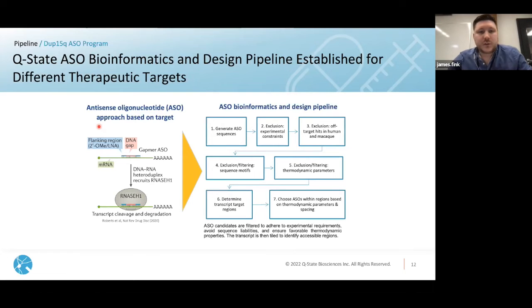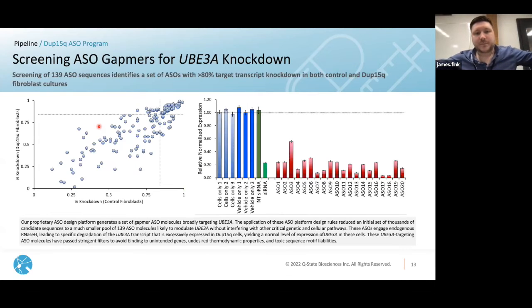We've spent now 2 to 3 years developing an in-house bioinformatic pipeline for ASO design with the idea of tiling regions of interest, avoiding unwanted and potentially toxic effects. And we try and do this as best we can in silico. We're also still refining these by further in vivo studies to build even better rules as we move forward. So for example of UBE3A, from a list of thousands of ASO molecules, we only synthesized 139 that are likely to modulate UBE3A without interfering with other critical genes, other cellular pathways, and have reduced risks of problematic sequence motifs and other off-target alignment problems.